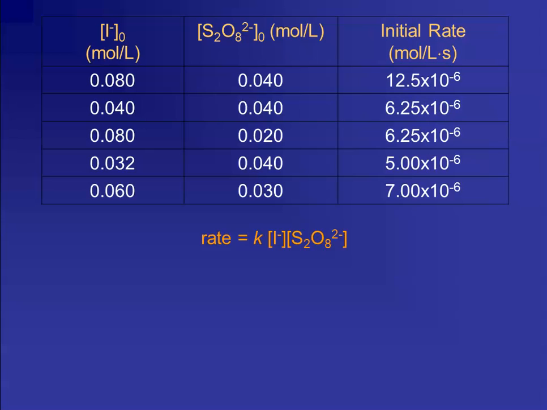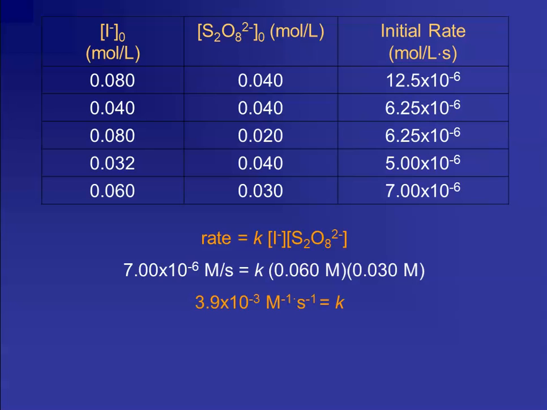So at this point, we now know what our orders are for I minus and S2O8 2 minus. So we know the value of m, and we know the value of n. If we want to find the value of our rate constant, we should be able to use any of these 5 experiments to solve for k. I will tell you, it does not matter which one you use as long as you are consistent. I chose to use the 5th one. But whether you use the first row, second row, third row, or fourth row of data, as long as you substitute everything in correctly and you isolate k, you'll get the same value.